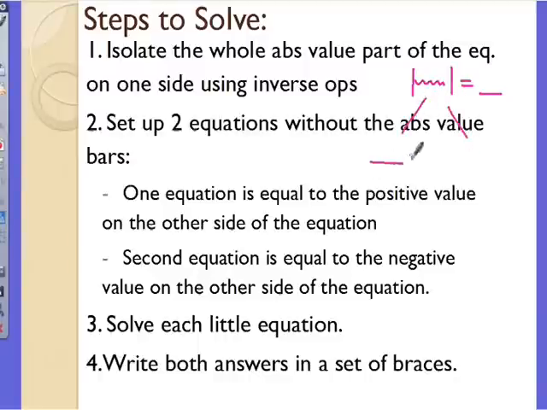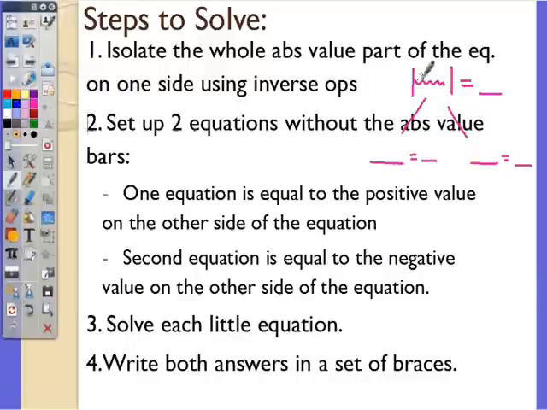Then you're going to have an equation, and you got another equation, no more absolute value bars. Okay? One equation is equal to the positive value from the other side of the equation. And the second equation is equal to the negative value on the other side of the equation. Right? So let's say we're going to do a real example here in a moment. Let me change colors and I'll fill something in just so this makes a little bit more sense.